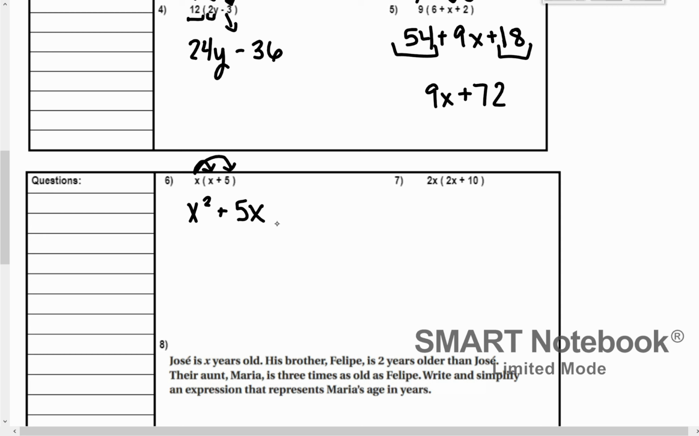Now we cannot combine these because they have to have the same letter, which they do, but it also has to be the same exponent. This one does not have an exponent. This one has an exponent of 2, so we cannot combine these. Okay.